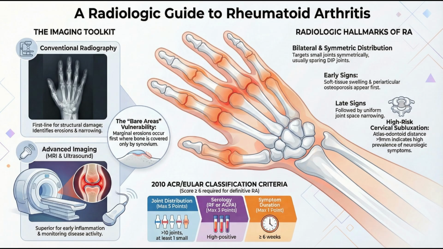The source mentions measurements here, 3 millimeters, 9 millimeters. Can you help us visualize what we're measuring? Sure. On a side view x-ray, we measure the gap between the back of the C1 ring and the front of that tooth. Normally, they should be hugging tight, less than 3 millimeters apart. And if it's more? If that gap opens up, it means the ligament is gone. If it opens up to 9 millimeters or more, the spinal cord is being crushed.